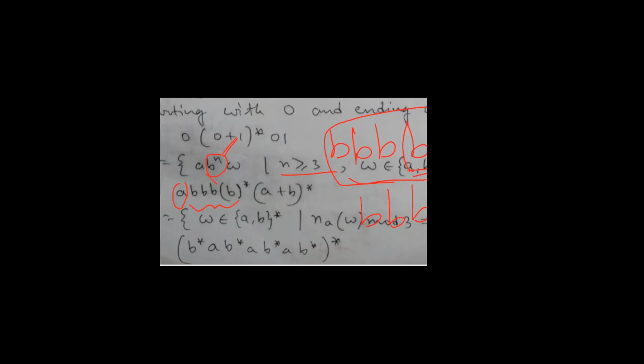Now there is the omega part. What is omega? Omega is very simple. Omega is basically a and b whole star. So (a plus b) whole star. That is the expression for b to the power n omega.